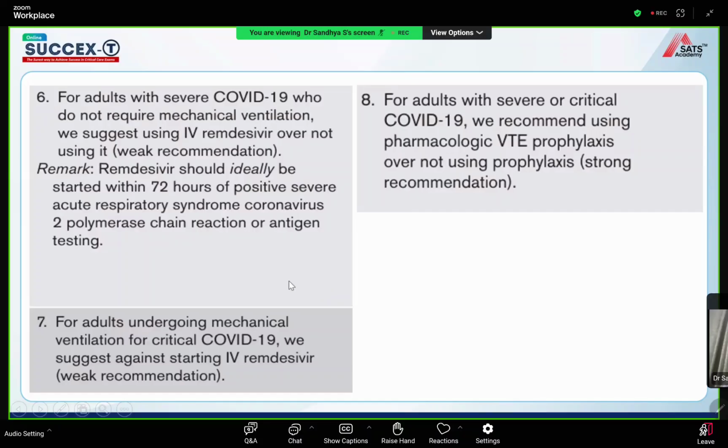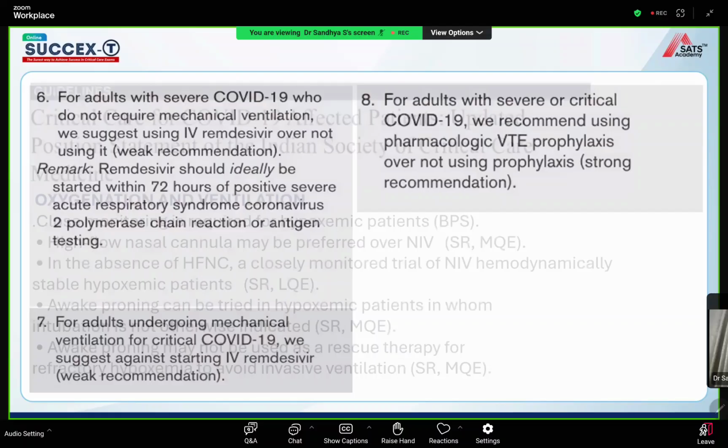It's not very favorable, but you can still use remdesivir. And in patients with critical COVID-19, we have pharmacological prophylaxis for thromboprophylaxis, but therapeutic drug levels are not recommended.